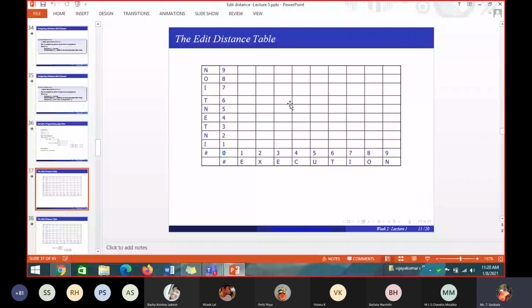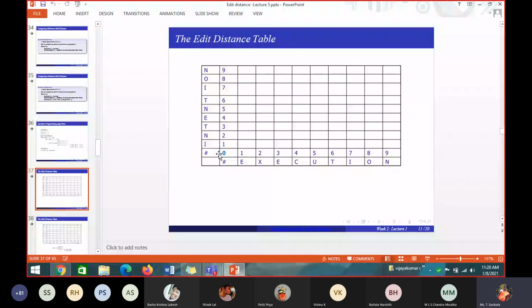Yes or no, students? Yes, ma'am. Whichever is the input word, you make it the x-axis, and the output word you make it the y-axis. Since 0 is not there, since the first character is I, for 0 you give it as hash, because 0, 0 we wanted. So you start with hash.